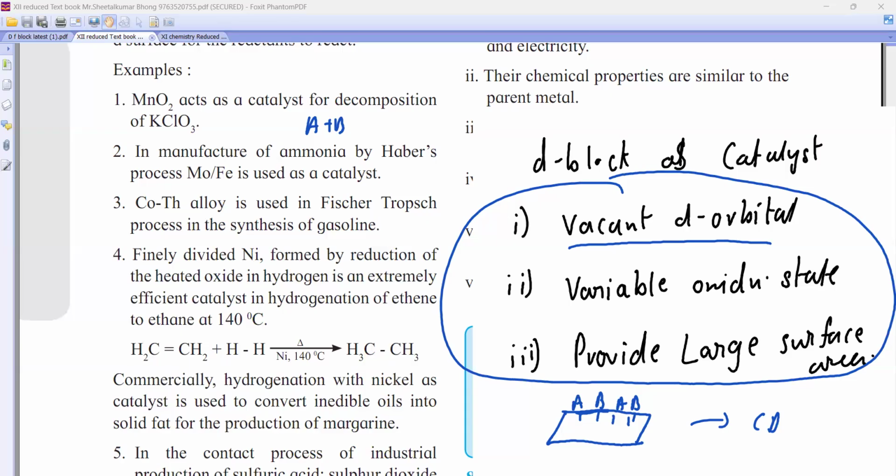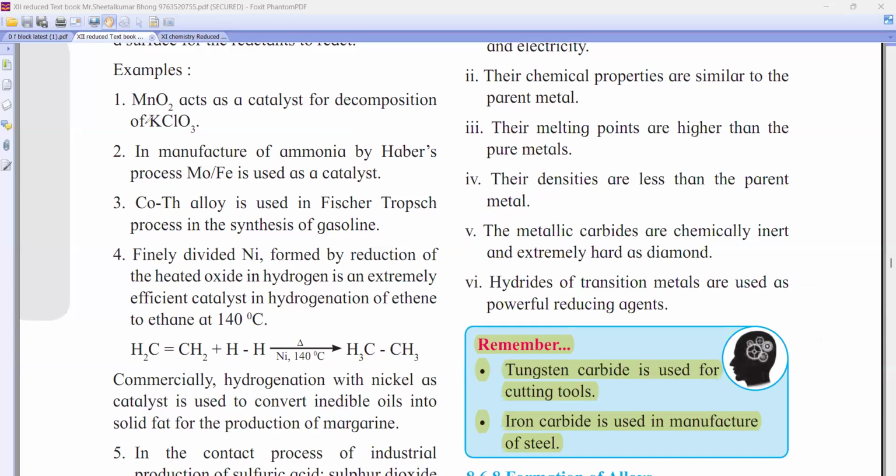Okay, here you will have to learn by heart. They ask, who acts as a catalyst for decomposition of KClO3? MnO2. Mn is a D block element or not? In Haber's process, who is the catalyst? Fe. This they ask very frequently. Fischer-Tropsch process for synthesis of gasoline, what do we use? Cobalt and thorium. Cobalt is a D block element or not?